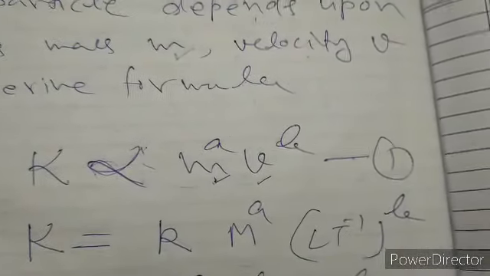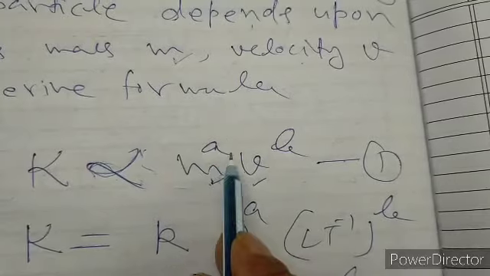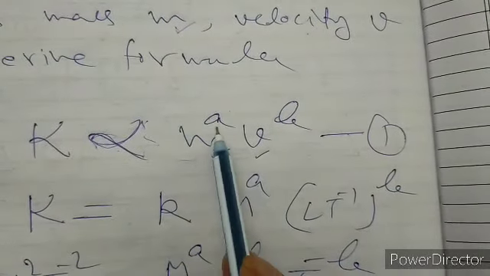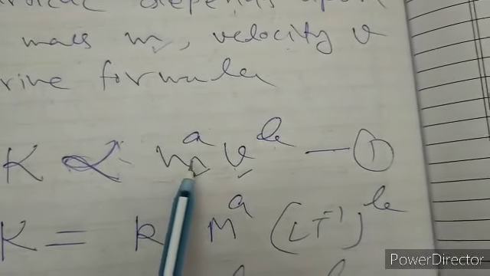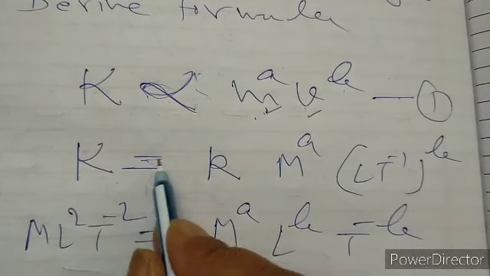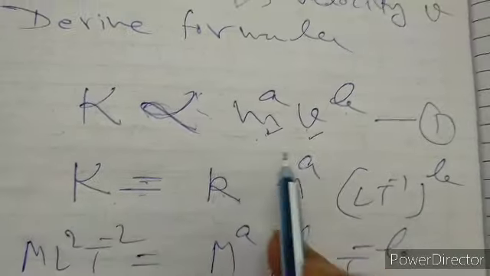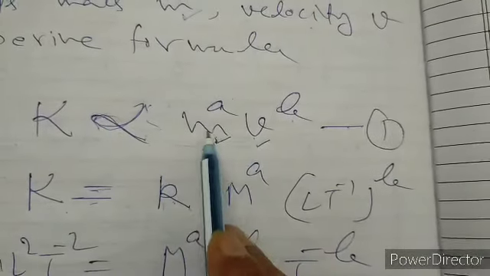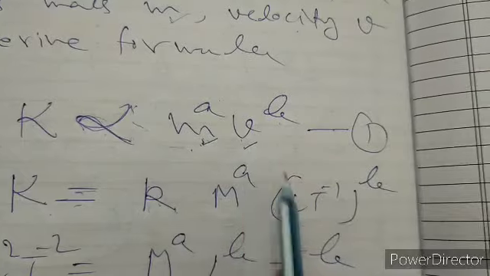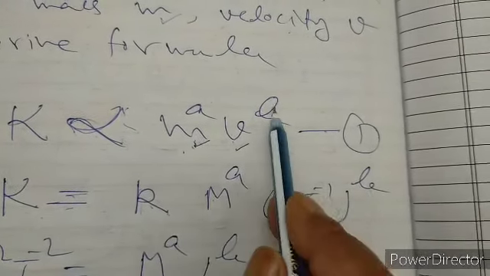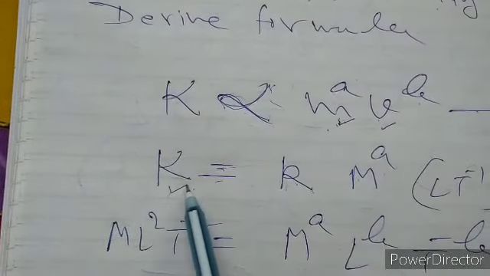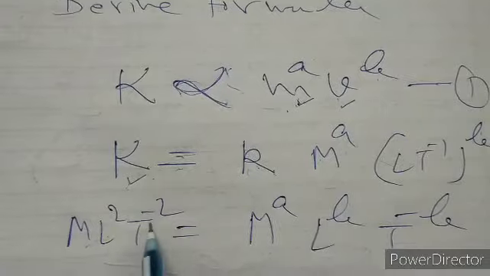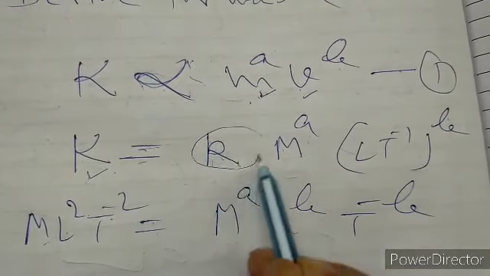Now suppose it is depending on the a-th power of mass and the b-th power of velocity. We are supposing this. Then K is equal to, there must be a constant, this constant is small k, times M to the power a, V to the power b. Write the dimensional formula. For mass, capital M power a, for velocity, L T minus 1 whole power b. Now write down the dimensional formula on both sides. For kinetic energy, the dimensional formula is M L square T minus 2, equal to, for the constant there is no dimensional formula, M power a.